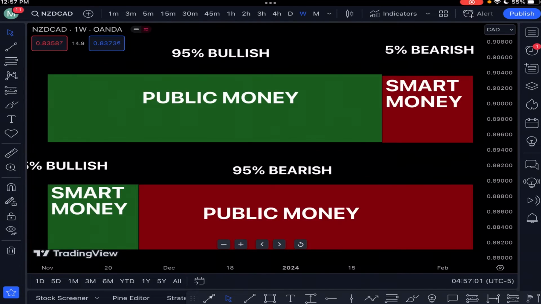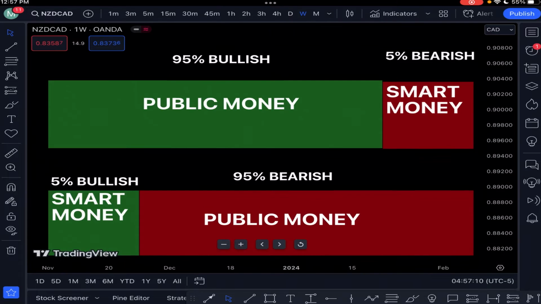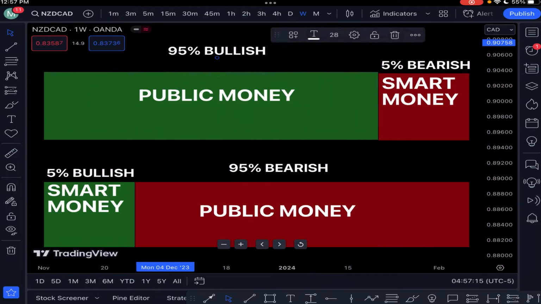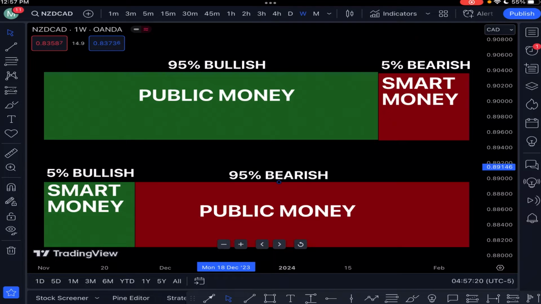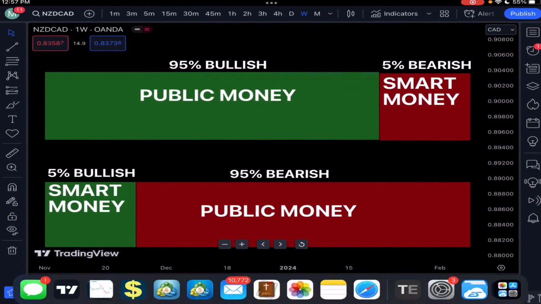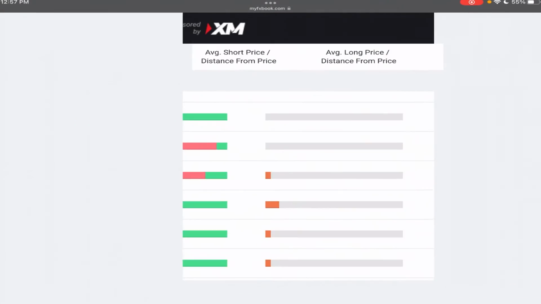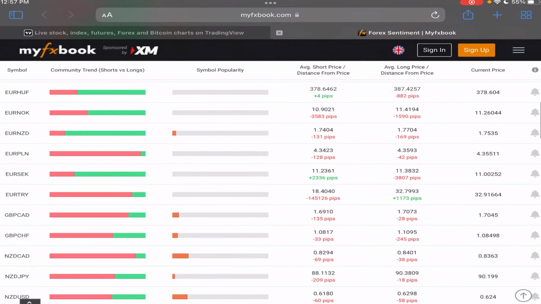I go to myfxbook.com to do my sentimental analysis. Why do I have 5% here? It's because only 5% of traders are making money in the Forex market and 95% are losing. So what I do is I go to myfxbook.com. Let's go there right now and I'll show you proper analysis, how I do this. I saw something here which I wanted to show you as an example.